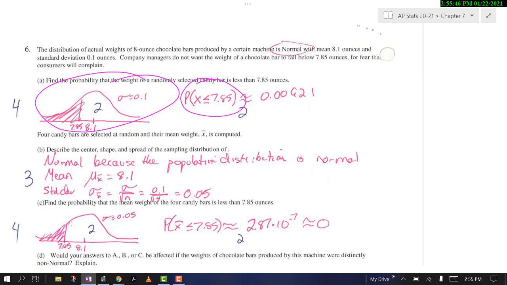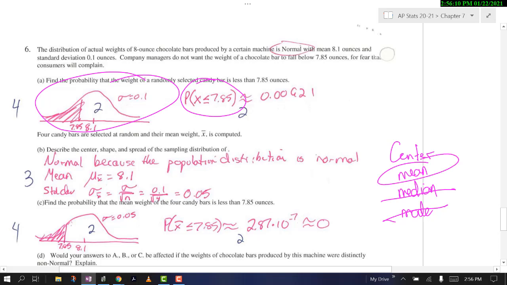Center. Now when you say the center is 8.1, you have to say what kind of center it is. We have 3 measures of center. There is the mean, the median, and pretty much the useless mode. And if we're talking about symmetrical stuff, we don't want mode. We don't want median, we want mean. The mean is still 8.1.